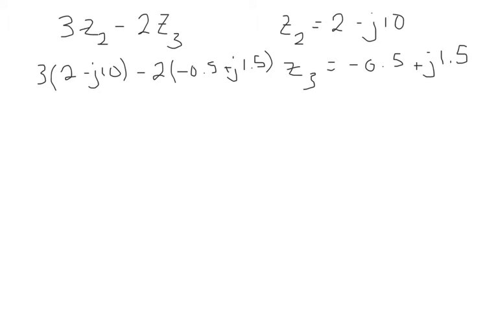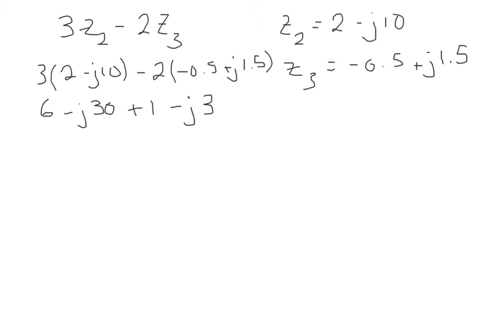Multiply out the brackets in the usual way. 6 subtract J30. Subtract negative is plus, 2 times a half is 1. Next term, negative times positive is negative J, and 2 times 1.5 is 3.